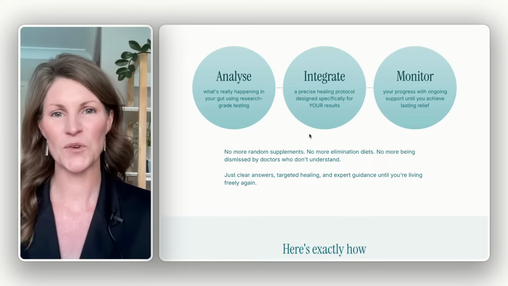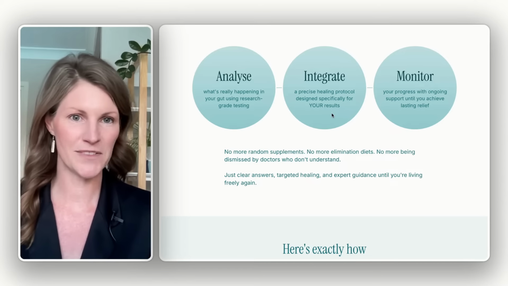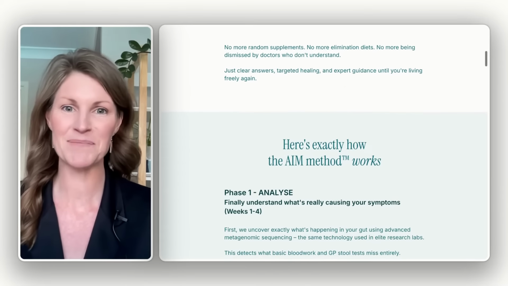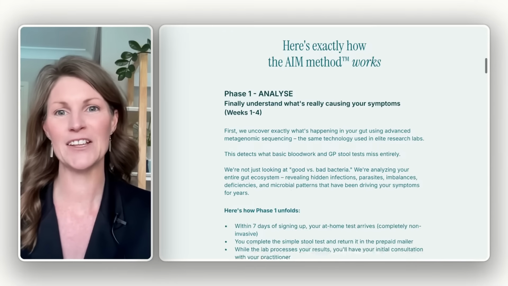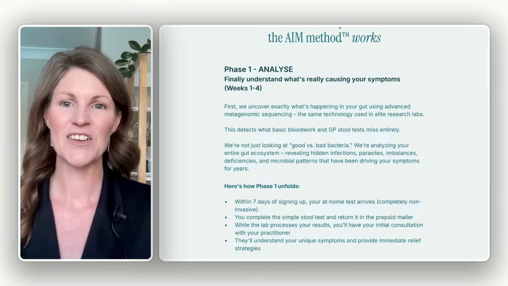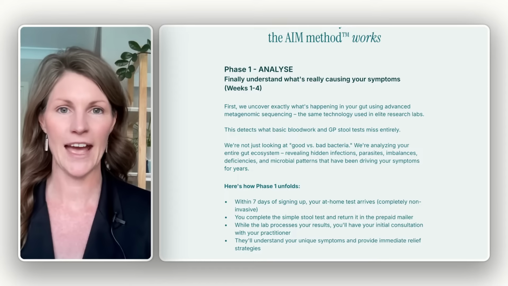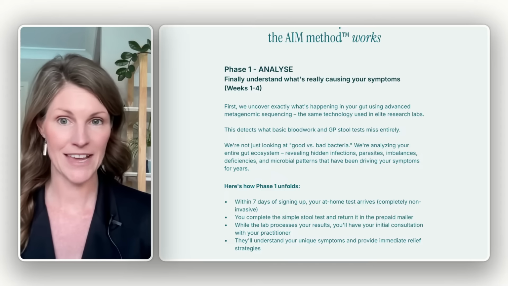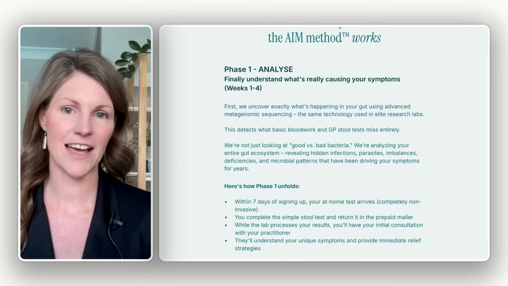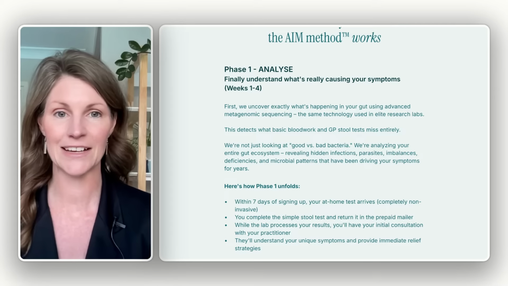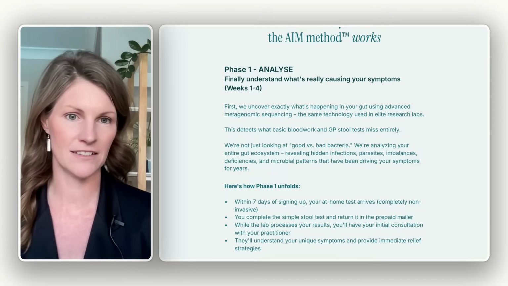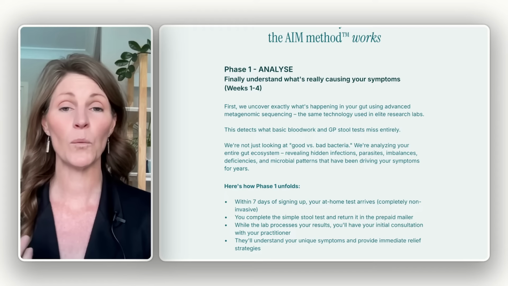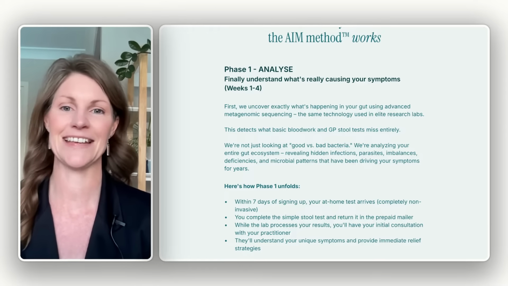So I wanted to talk more about the individual steps or stages and how that relates to our microbiome programs. So phase one, or the A, is analyze. So analyze, we're looking at using the most comprehensive practitioner-only microbiome test. This type of test is using a metagenome sequencing technology, and this is the highest standard used in research labs as well. So with this particular test, we're understanding your entire gut ecosystem.